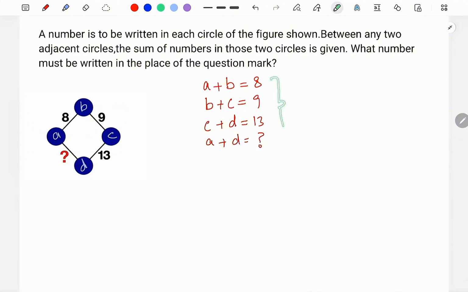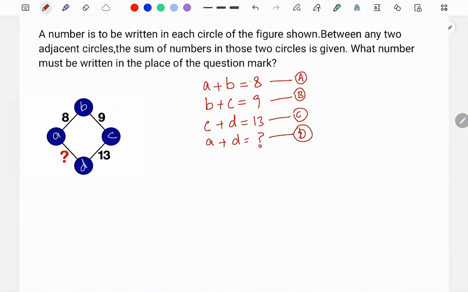Now we have to solve this system of equations by elimination. As you can see, we need to find the sum of A and D. It means we should eliminate B and C from here. For eliminating B and C, we have to solve these equations one by one. We can label them as equation A, equation B, equation C, and equation D.